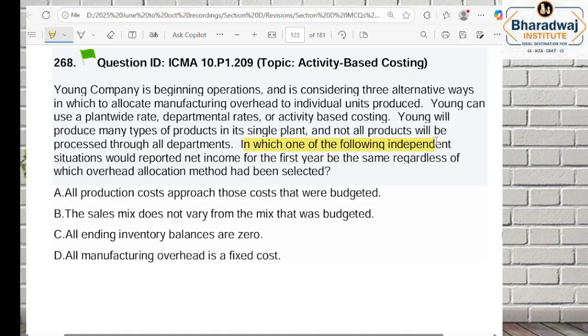In which of the following situations will the reported net income for the first year be the same regardless of which overhead method is allocated? Whatever overhead method is followed, net income will be the same. Simple, if it is the first year of operation. So if the ending inventory balances are zero, all manufacturing cost, selling cost, etc. is assigned to production. So there will be no difference between traditional or what? New method.